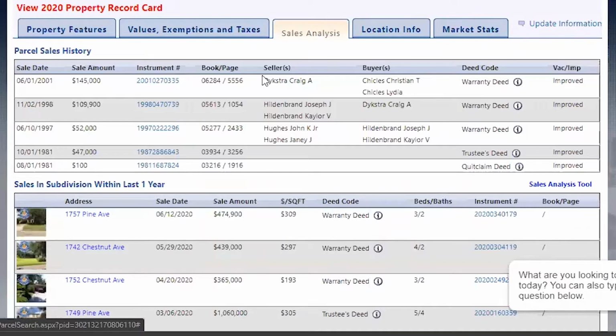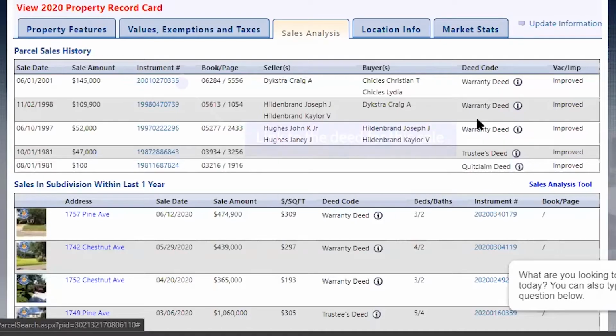sales analysis, it gives you information on who's in the chain of title. Well, that may not be terribly important if you're investing, but it is interesting to see the chain of title, and you have the various deeds. And we're going to have a class on the various deeds as they relate to real estate investing. But here you see a warranty deed, trustee's deed, quitclaim deed.